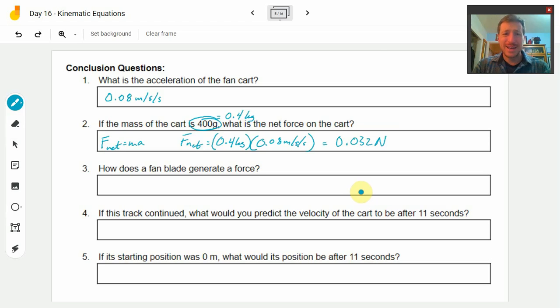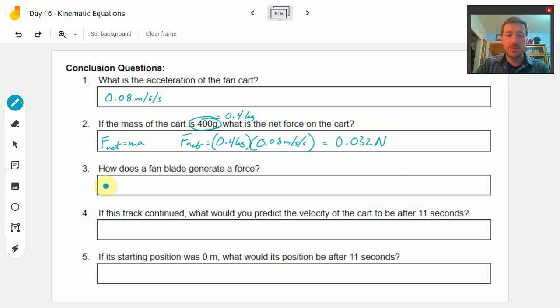It's not super big, but keep in mind that it's a relatively low friction track, right? So the amount of friction on this track is really low, and so that allows the fan cart to accelerate, albeit slowly. You'll notice that the net force from that fan is not really making it accelerate that quickly, so it's a relatively small net force.